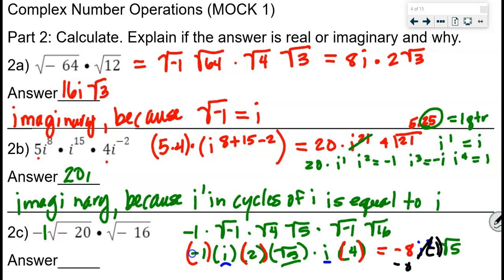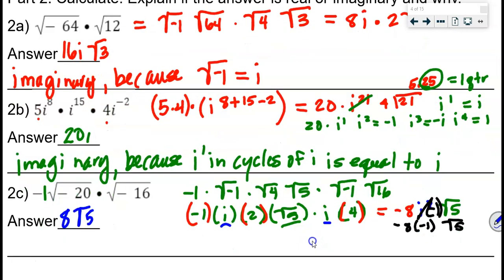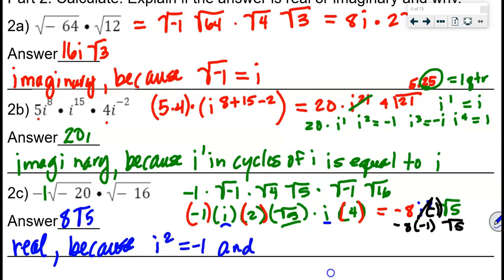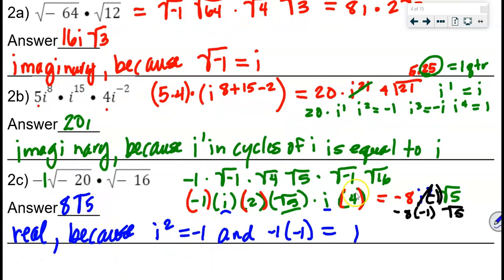So that's going to make it negative 8 times negative 1 square root of 5, which would be negative 8 square root of 5, right? Sorry, positive 8 square root of 5. So this one's going to be 8 square root of 5, because a negative times a negative is a positive, right? Okay, so down here, this time this answer is real, isn't it? Because there is no i in the answer. So we're going to say because i squared equals negative 1 and negative 1 times negative 1 equals positive 1. Okay? All right, so let's go to part 3.